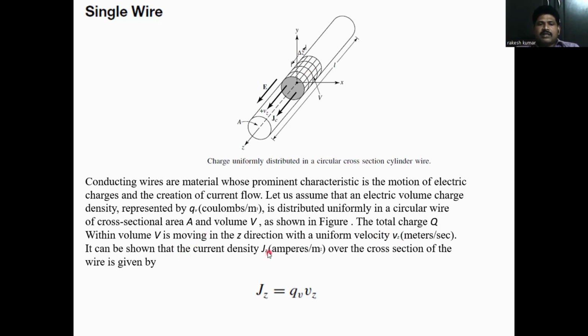Now the total current density. What is the definition of current density? It is current per unit area. The current density in amperes per square meter over the cross section of the wire is given as Jz equals Qv into Vz. So what is this Qv, the charge density, and what is this Vz? The small Vz indicates the velocity at which the charge is moving.